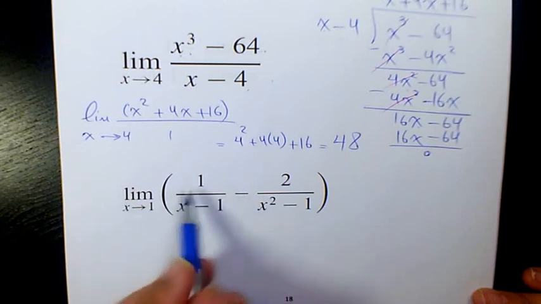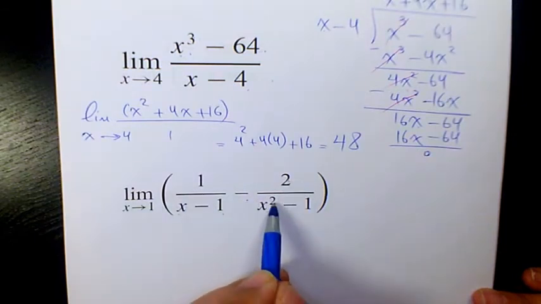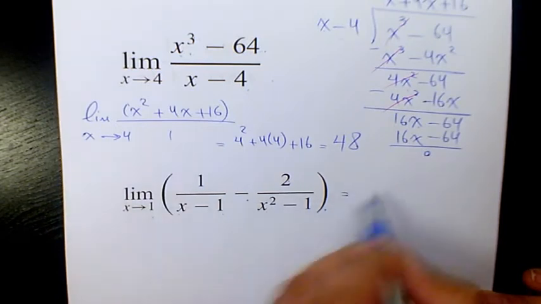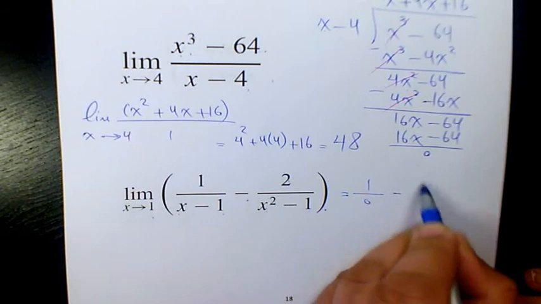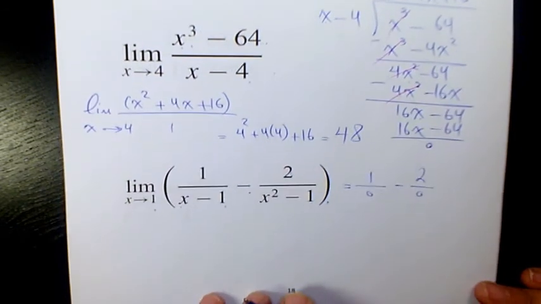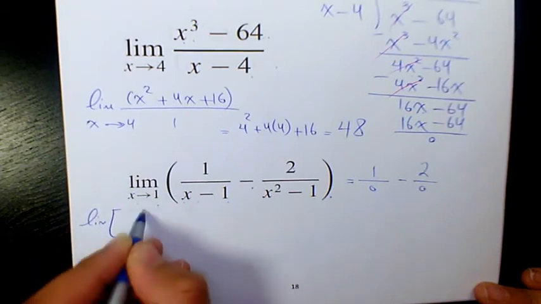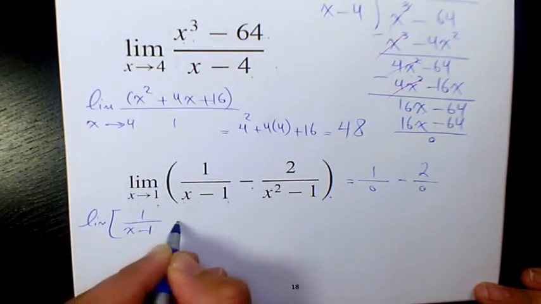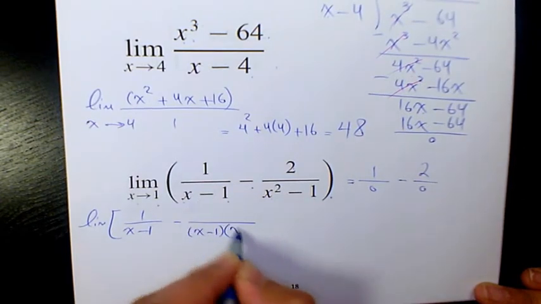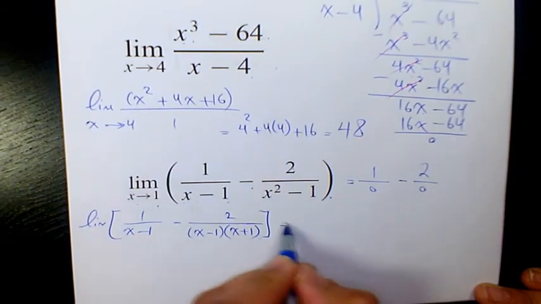We have 1 over x minus 1 minus 2 over x squared minus 1 when x approaches 1. It's going to be 1 over 0 minus 2 over 0. That's going to be undefined. Let's see if we can do something else. So limit is 1 over x minus 1 minus 2 over x squared minus 1, and x squared minus 1 is the same as x minus 1 times x plus 1. We need to have the common denominator.